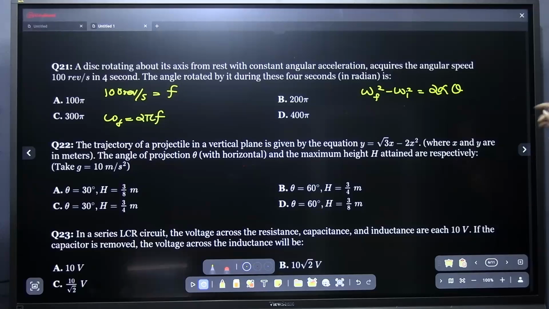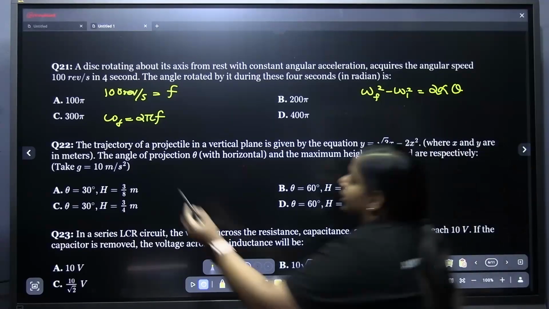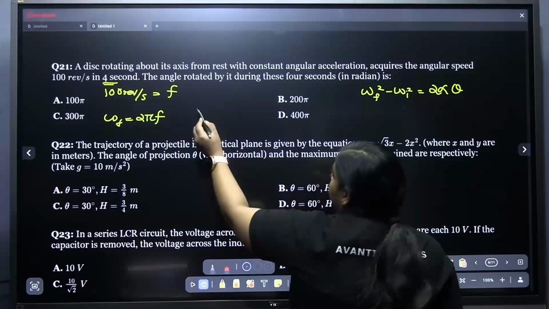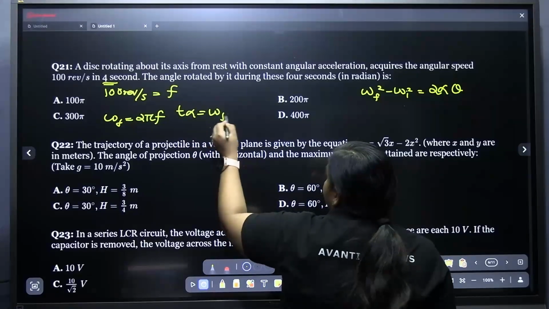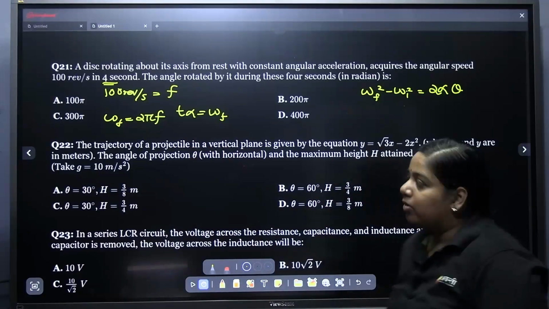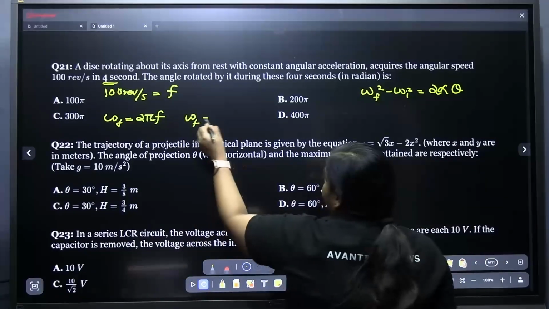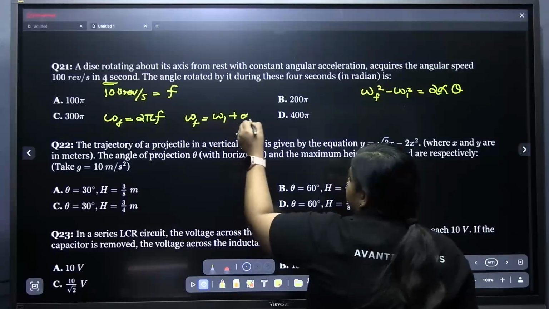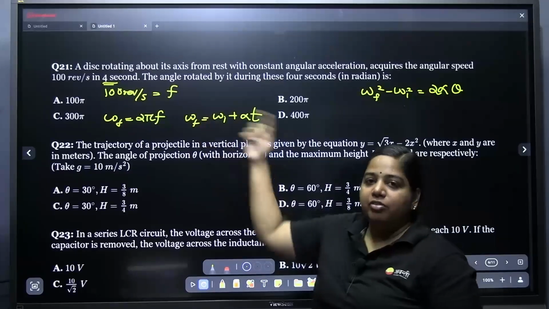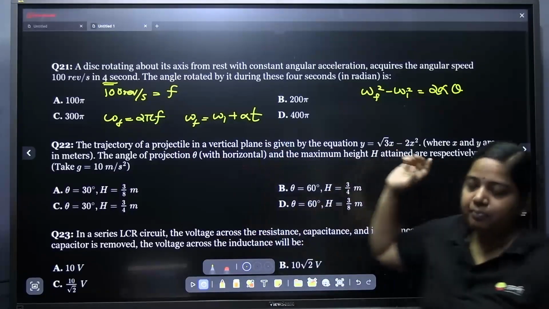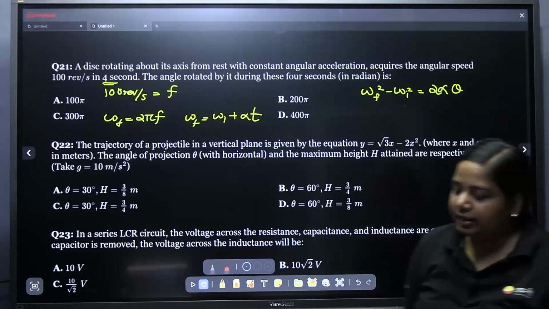In this, you want to find alpha also. How can you find alpha? T is given, 4 seconds. The actual equation is omega f equal to omega i plus alpha t. Omega i is 0, so omega f by 4 seconds equal to alpha. So you can find alpha, omega i is 0, then substitute and find theta.